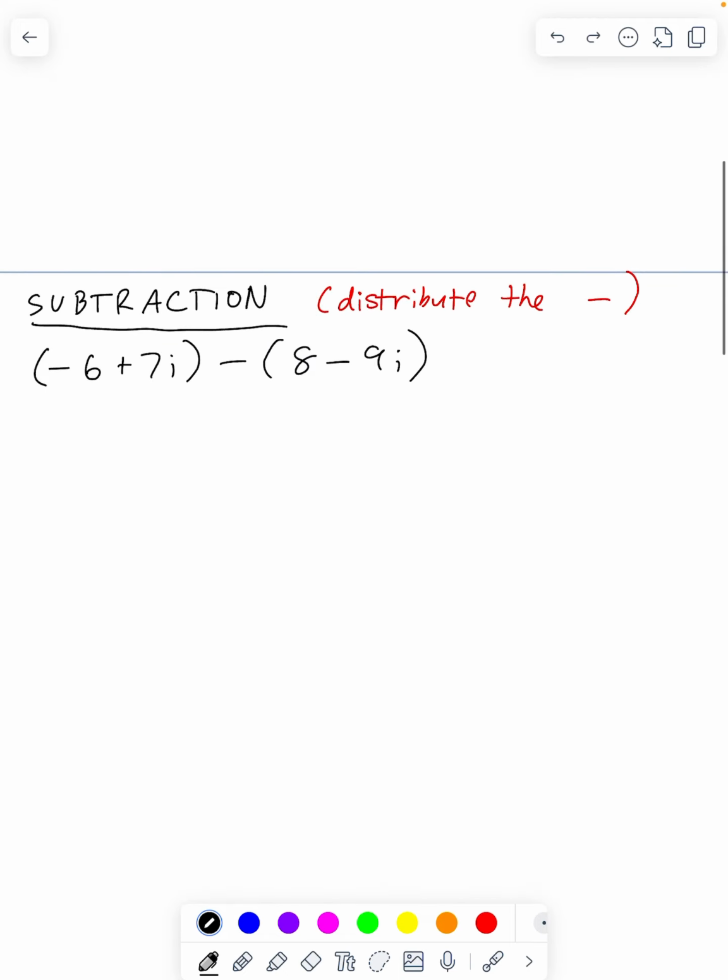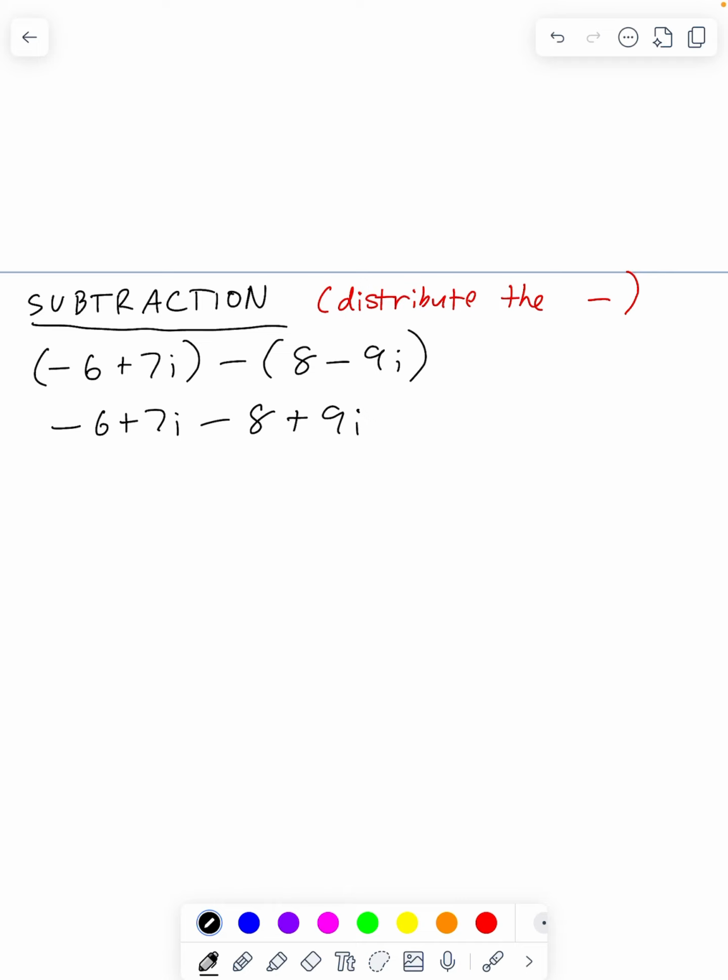Now for subtraction of complex numbers. The main thing here is basically just like the addition of complex numbers. We're just going to be combining like terms, but the only other thing is that it has an additional first step, which is distributing the negative. So there's a negative here. We're going to distribute it to the second part, because we're going to change those signs. So I'm going to rewrite it again. We'll have -6 plus 7i. Now I'm going to distribute the negative, so it turns into a -8 and then a positive 9i.